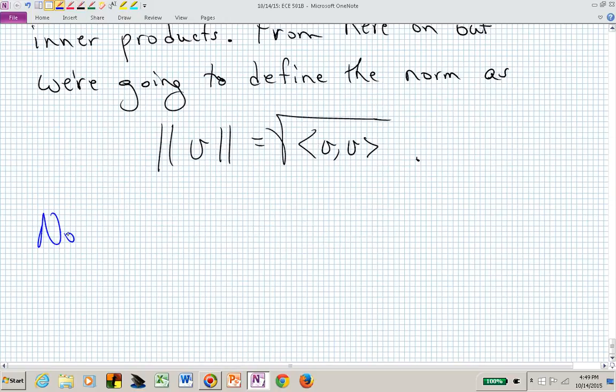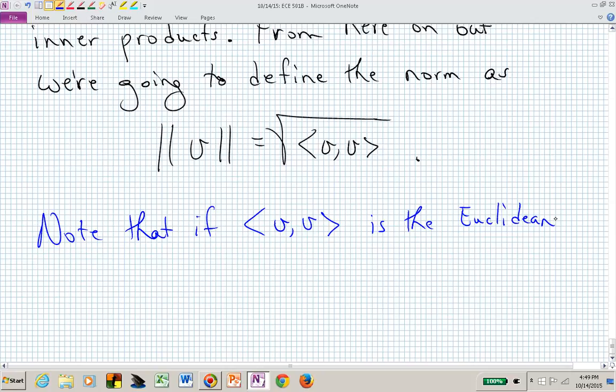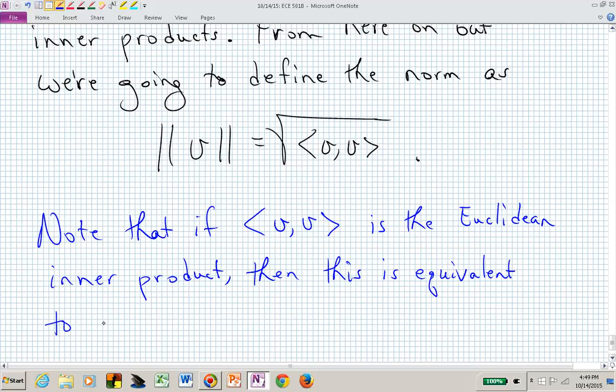And we can note that if the inner product of V with itself is the Euclidean inner product, then this norm definition is equivalent to our earlier definition of the 2 norm.